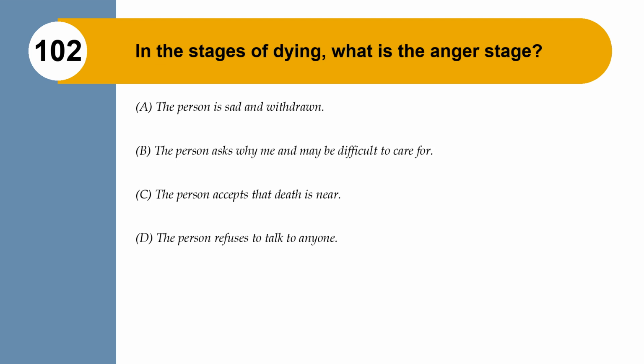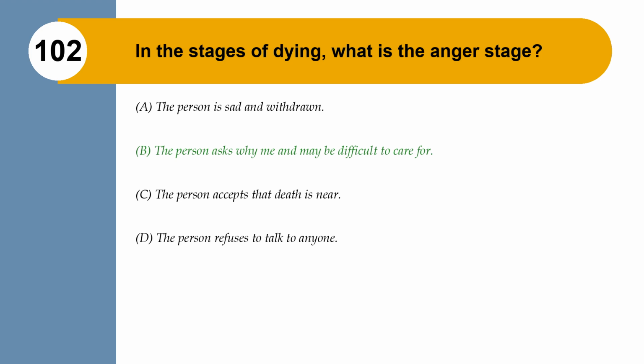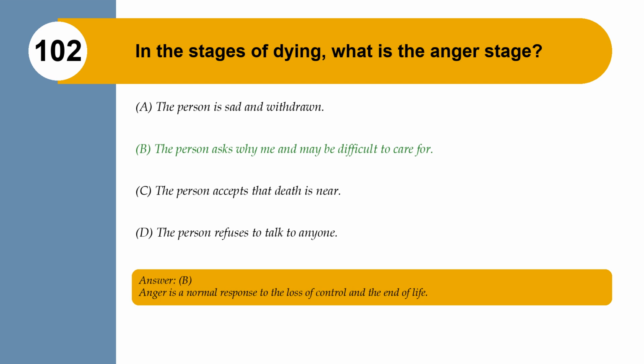Question 102. In the stages of dying, what is the anger stage? Option A, the person is sad and withdrawn. Option B, the person asks why me and may be difficult to care for. Option C, the person accepts that death is near. Option D, the person refuses to talk to anyone. The correct answer is option B. The person asks why me and may be difficult to care for. Explanation: Anger is a normal response to the loss of control and the end of life.